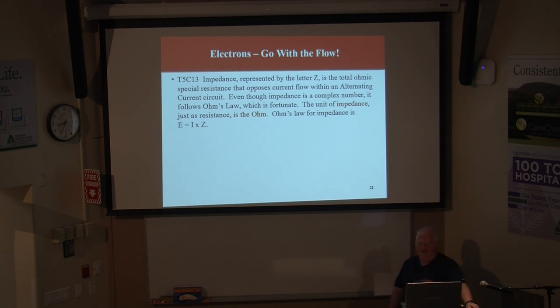Impedance, represented by the letter Z, is the total resistance that opposes current flow within an alternating current circuit. Even though impedance is a complex number, it follows Ohm's law, which is fortunate. The unit of impedance, just as resistance, is the ohm. Ohm's law for impedance is E equals I times Z. All right.